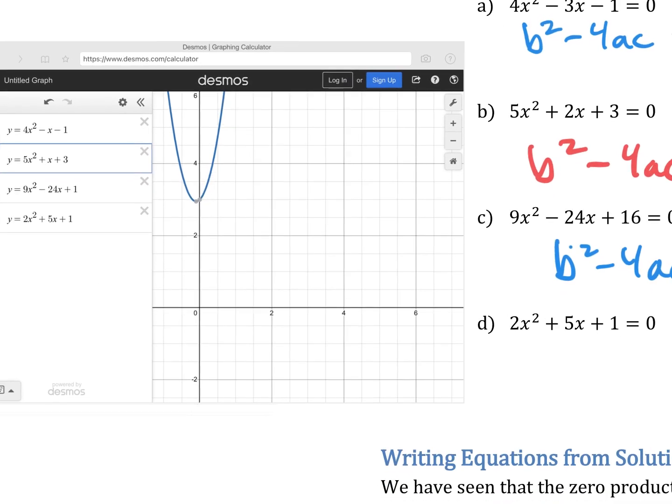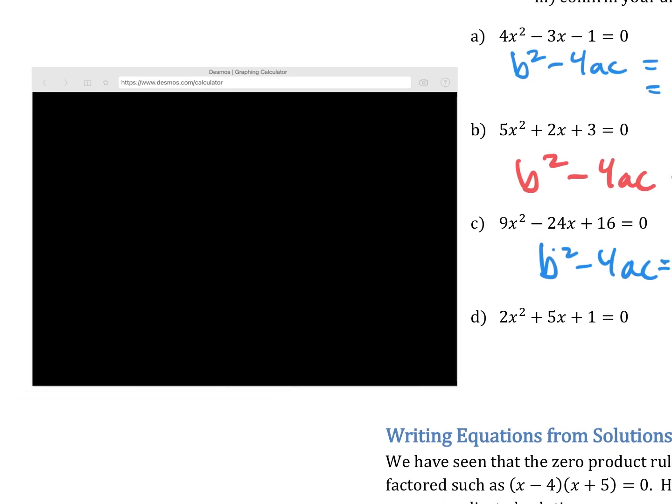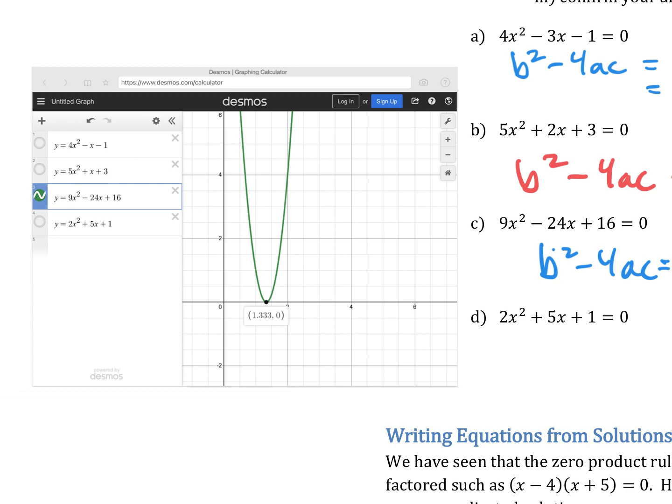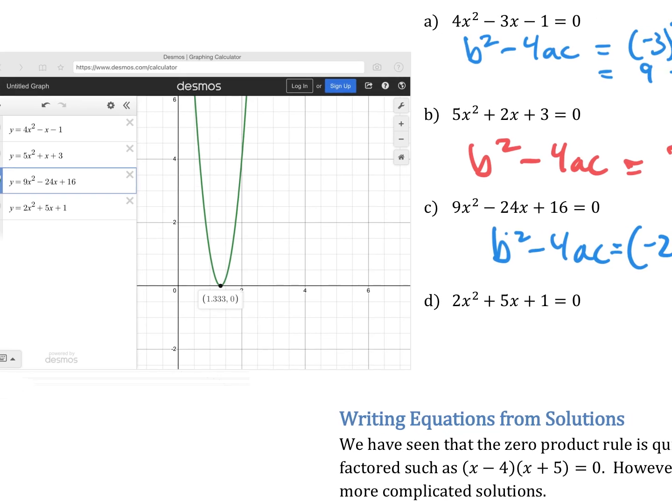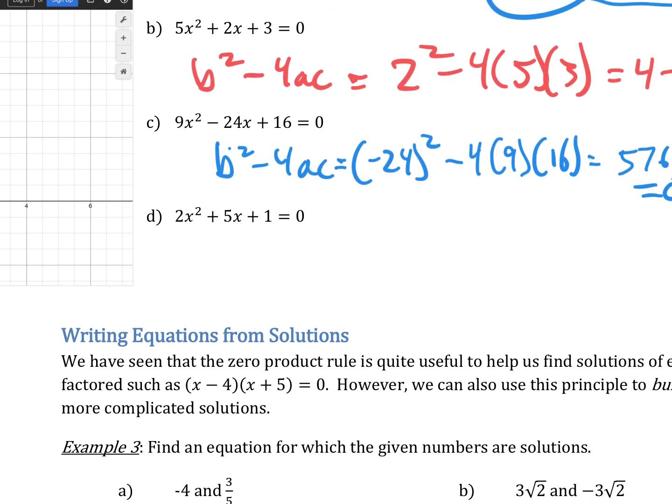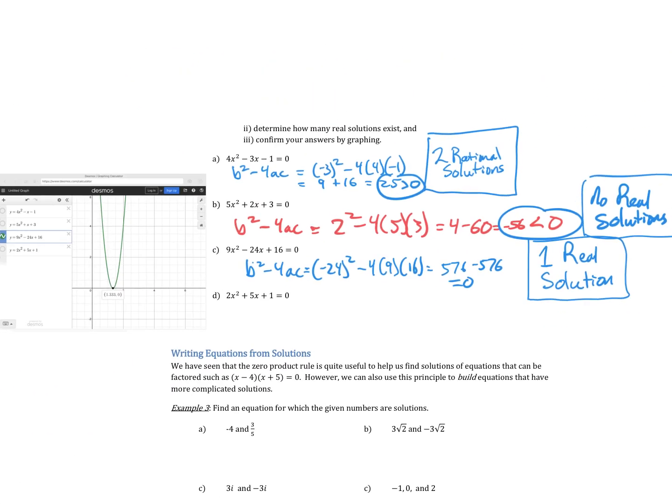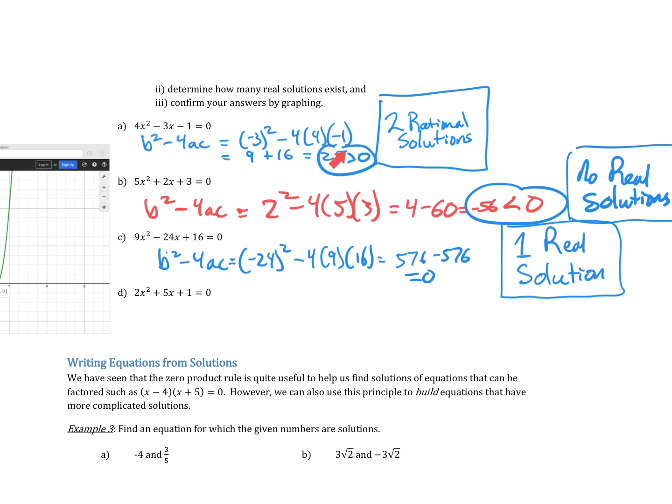Let's go look at the graph here. And there's our 1 solution there. Happens to be at 1.33. Okay, but it touches exactly once. Okay, so we have 2 solutions if it's greater than 0. No solutions if it's less than 0. One solution if it equals 0.